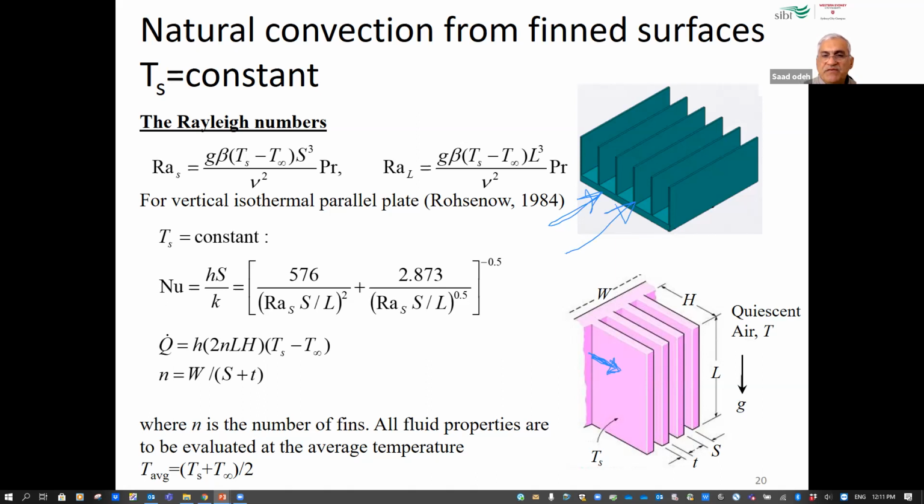But in some cases, they don't put a fan, they just rely on natural convection. So you don't have to put a fan. If the area of the fin is big enough, then the heat transfer by natural convection will be enough to cool the device underneath. Okay, so it depends on the design. But for natural convection, as you can see here, we have the fin case, how to find out heat transfer from the fin using natural convection.